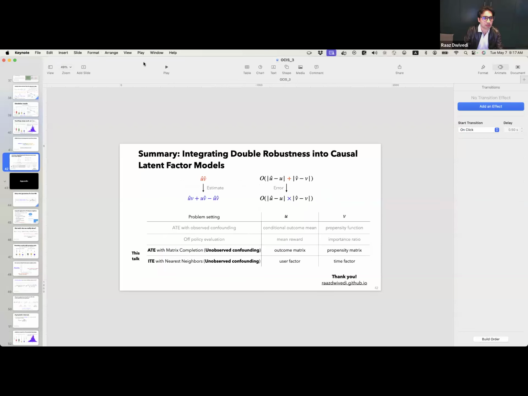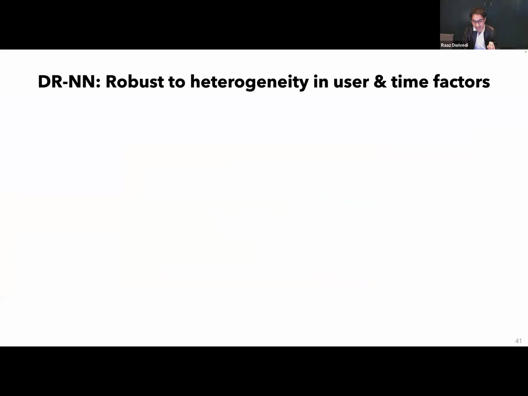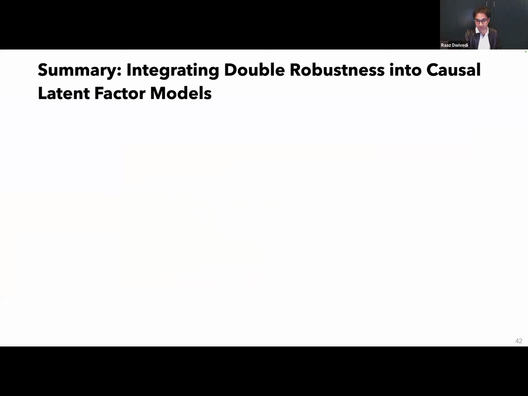So just to conclude for this part, the robustness is in the heterogeneity, or the existence of matches. As long as you are able to find neighbors in one dimension, you are fine. If you can find them in both, you are even better. So it's the heterogeneity in the factors that it's robust to. In the first part, it was the complexity or the rank of the matrices. And that's it. I'm done.